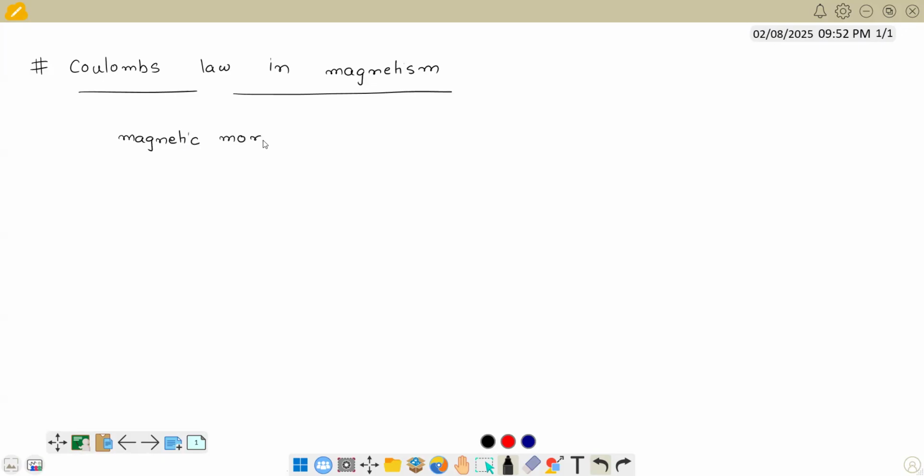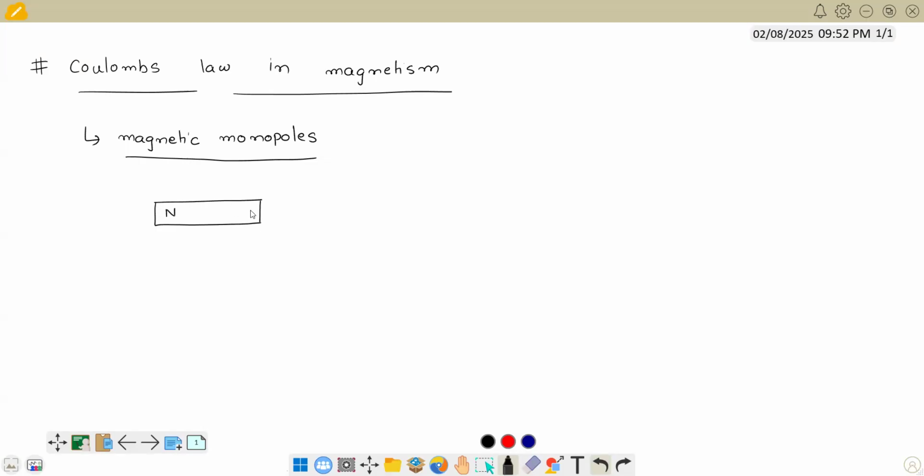Okay, let us start a topic in magnetism and matter, that is Coulomb's law in magnetism. Before we discuss Coulomb's law in magnetism, you should know two things. That is the existence of something called magnetic monopoles. That means usually if you take any magnet, we will have north and south pole as a combination.